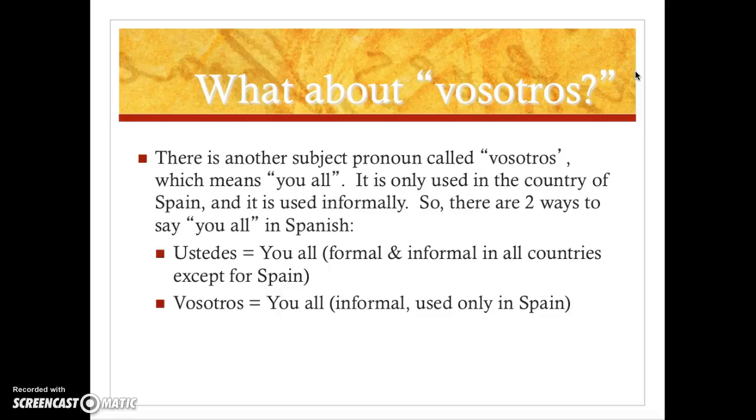There is another subject pronoun called vosotros, which means you all. It is only used in the country of Spain, and it is used informally. So there are two ways to say you all in Spanish as well. First, we have ustedes, which is you all, formal and actually informal in all countries except for Spain. This is the main form that we will use and that is used throughout the world when you are saying you all. Vosotros is you all informally, and as I mentioned before, it is used only in Spain.